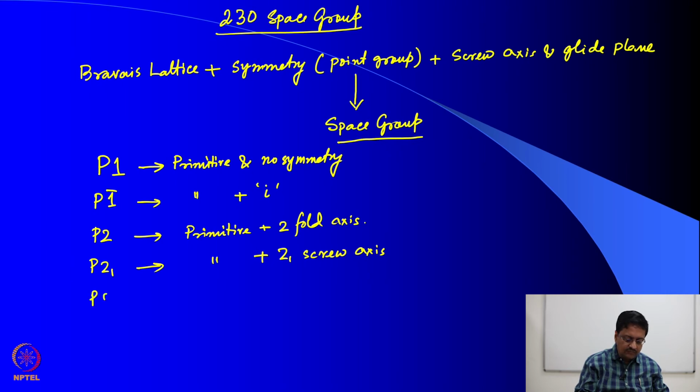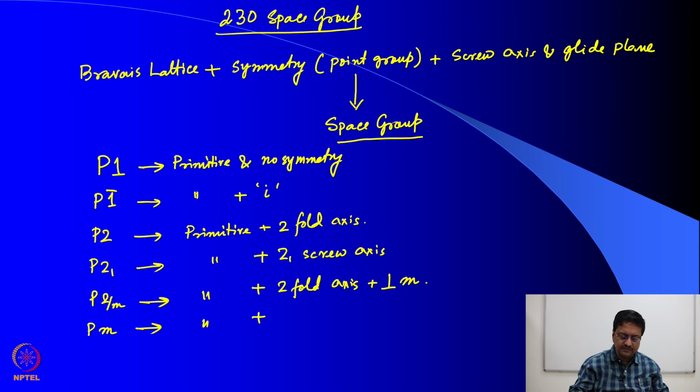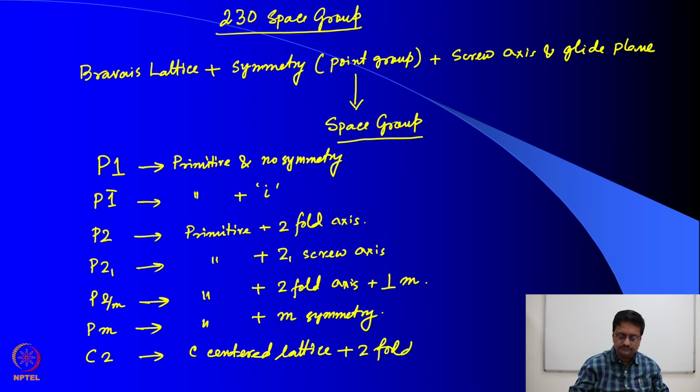Similarly, P2 by M means primitive plus two-fold plus perpendicular mirror. Similarly, PM would mean primitive plus M symmetry, mirror symmetry. So if you write C2, now it means a C-centered lattice and a two-fold axis of symmetry. So like this, one can continue and write 232 different possibilities for space groups.